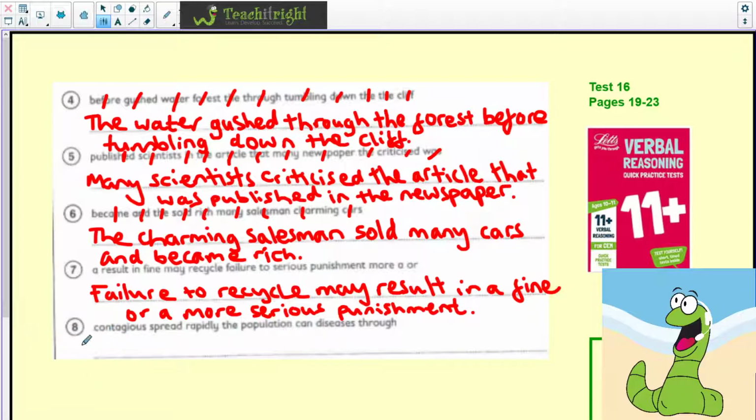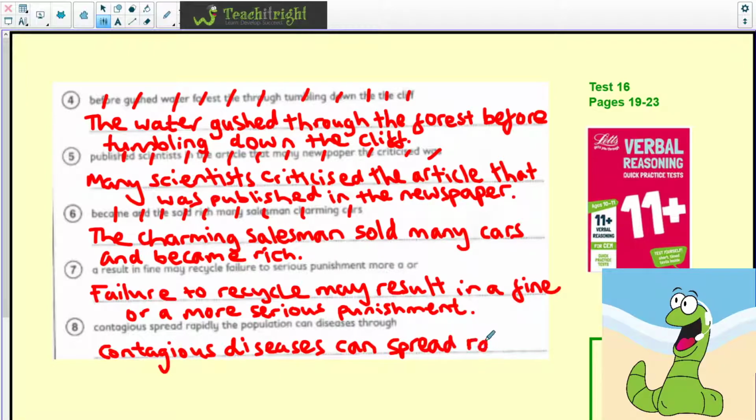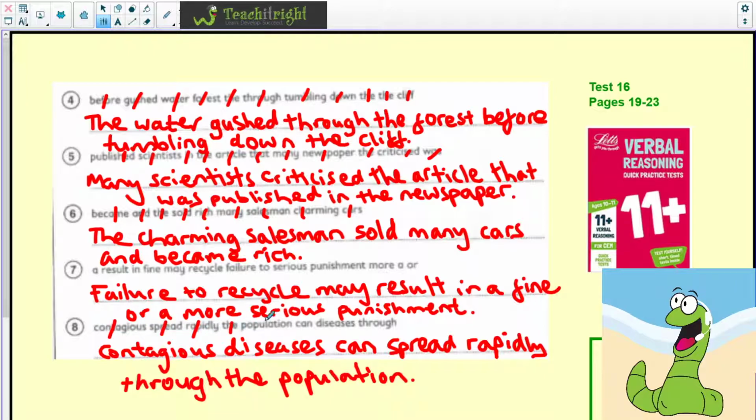And again, when you get it first of all, or you've been working through this section, we hope you've been reading it as it's written. So contagious spread rapidly the population can diseases through. So contagious diseases. So contagious means it's easy to catch. Contagious diseases can spread rapidly through the population. And that's the last sentence on this particular section. So well done if you've managed to do all of these accurately, and certainly great practice for reshuffled sentences.